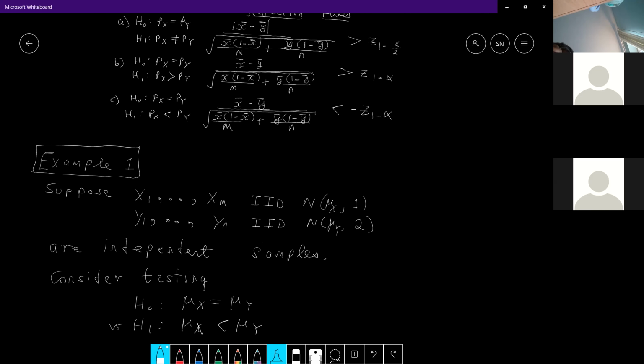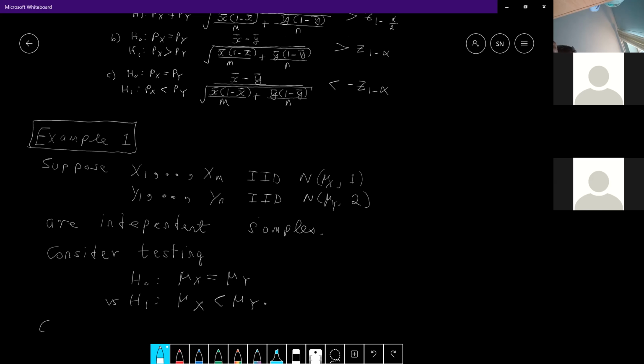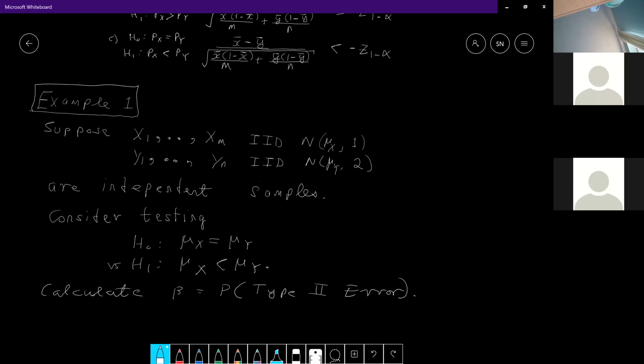Okay, now the question is to calculate beta, which is the probability of type 2 error. Now I think we have already run out of time. So can you think about how to do this example before Thursday?